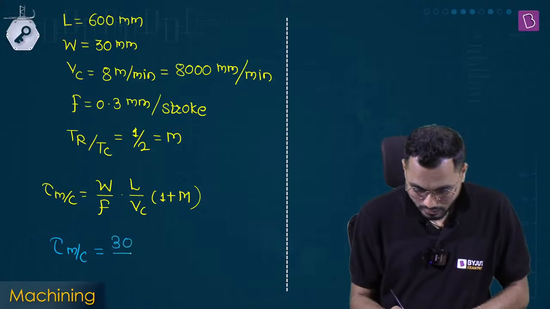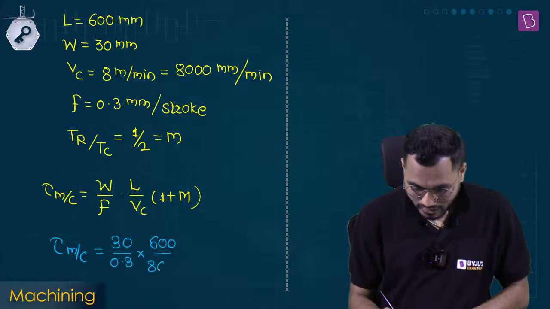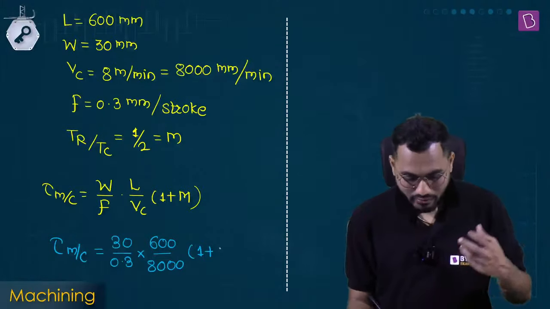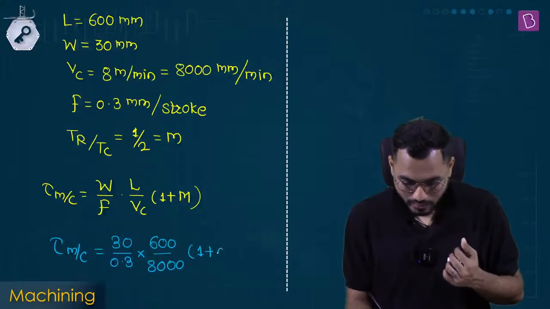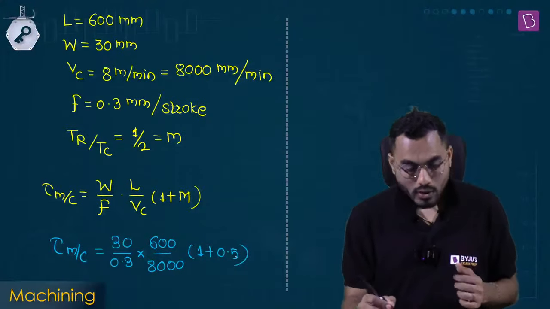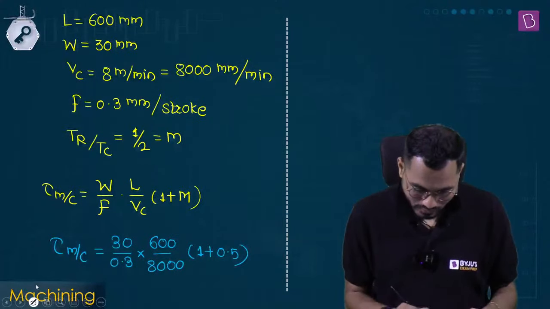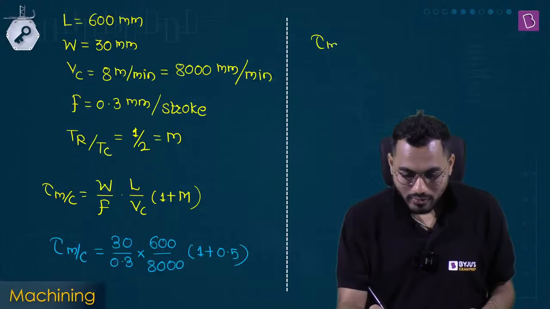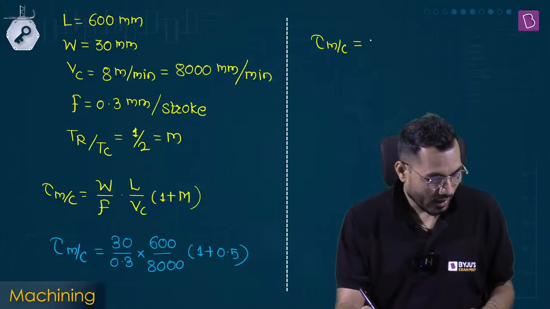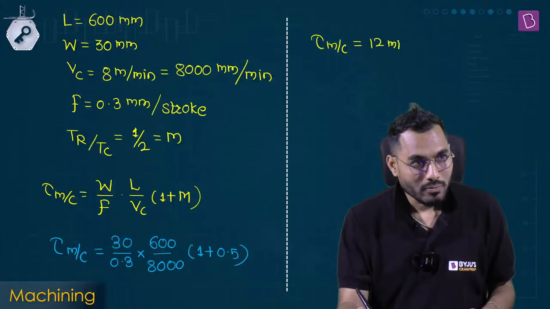30 divided by 0.3, L is exactly equal to 600 divided by cutting velocity, which is 8000, multiplied by 1 plus m, and the m value is exactly equal to 0.5. So therefore, machining time, how much is that? Machining time will be coming exactly equal to 12 minutes.